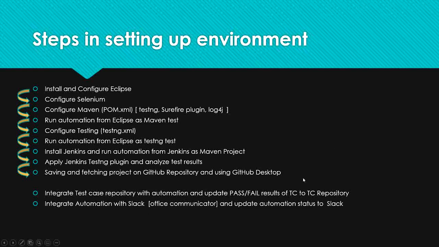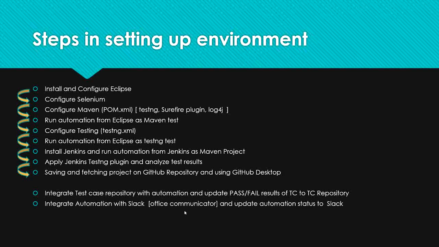And in the last edition of this video series, we saw how to create a GitHub account. We installed Git and GitHub Desktop, and we put all our project code onto GitHub, and that is how all these steps are complete. Today we are going to see the integration of Slack, which is kind of an office communicator, with our project.